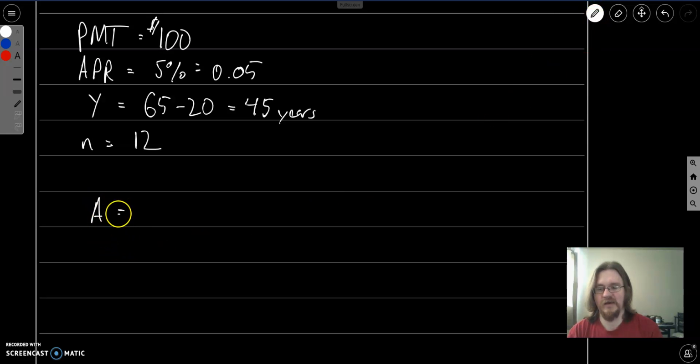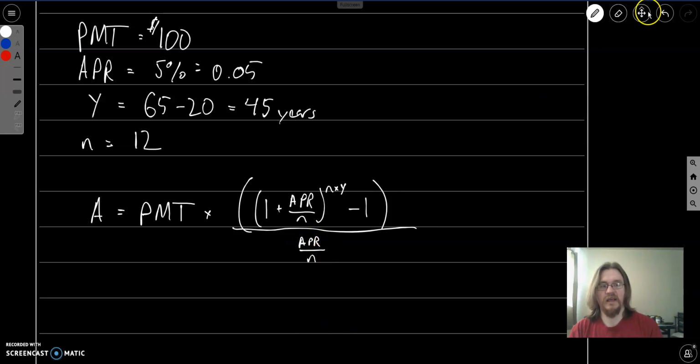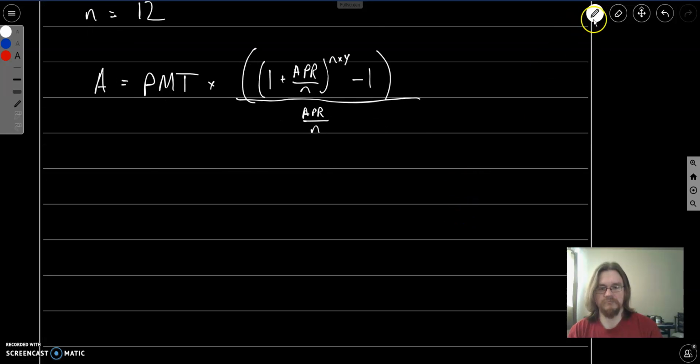So the money in our account is going to be PMT times a huge fraction, and we've got 1 plus our APR divided by n, all of this raised to the n times year, and that we subtract from 1, and it's just nice to put that in sort of like big parentheses on top. And then on the bottom, we have our APR divided by n as well. So let's start plugging in our numbers.